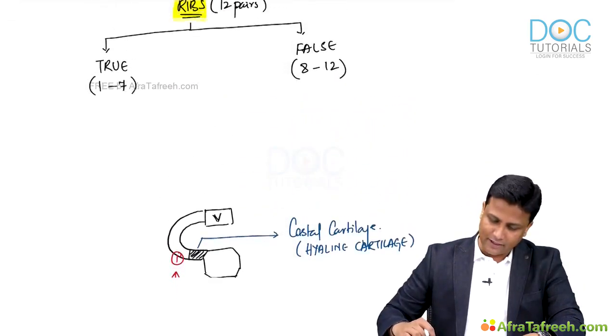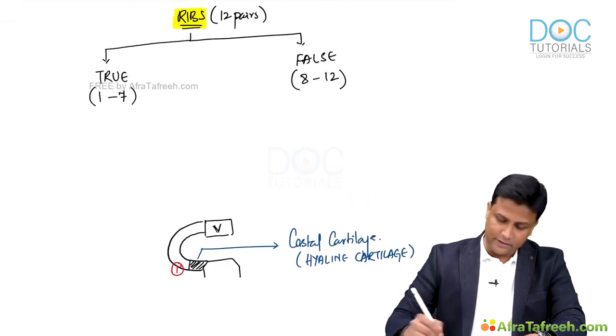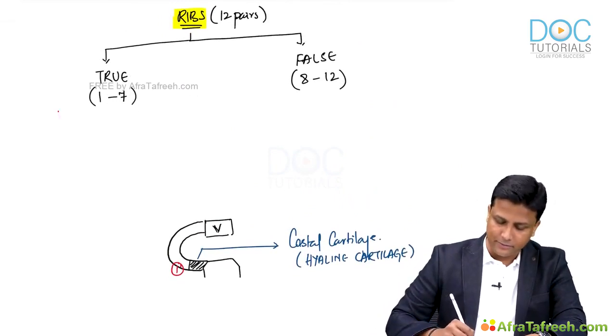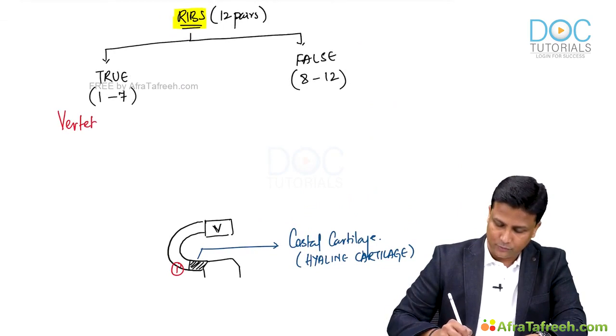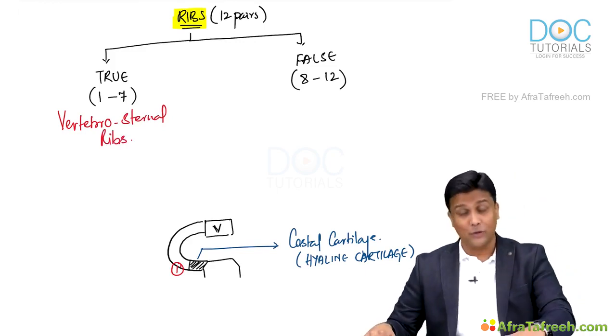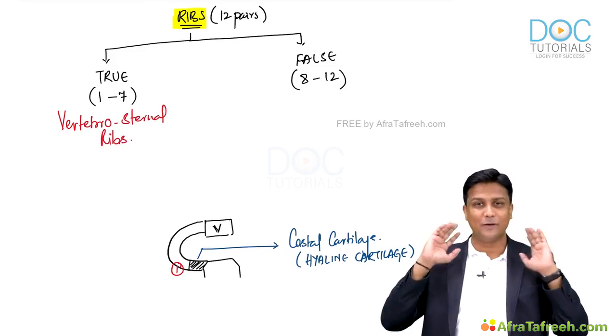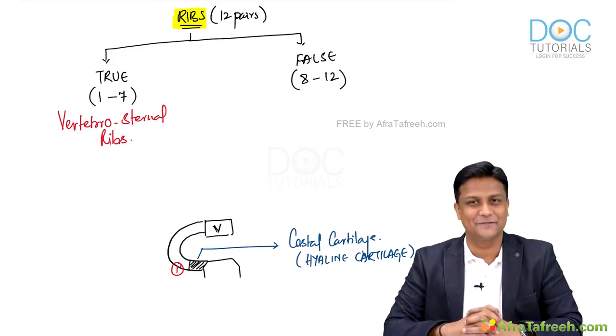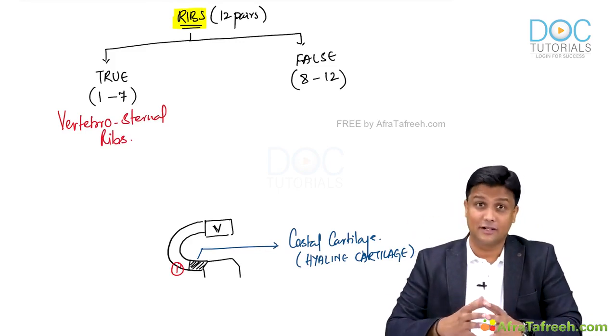Therefore, we can make another name for these true ribs. The true ribs begin from the vertebrae behind, that is why vertebro, and they come and get attached to the sternum, that is the reason why sternal. So the true ribs, we can also call them vertebro-sternal ribs. Makes sense. Now after this, let's move to the false ribs, guys.